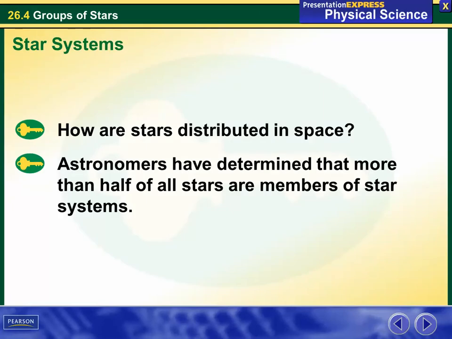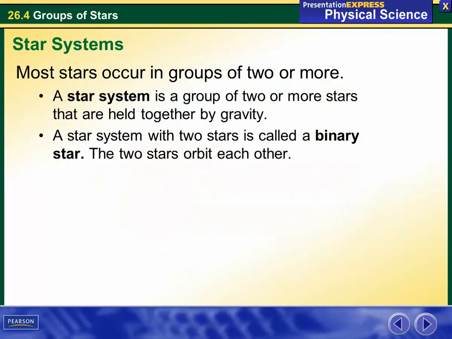So how are stars actually distributed in space? Astronomers have determined that more than half of all stars are actually members of what are called star systems, where they are related to one another in some way, shape, or form. Most stars occur in groups of two or more, and that's known as a star system. A star system is just a group of two or more stars that are held together by gravity. So you definitely need to know that.